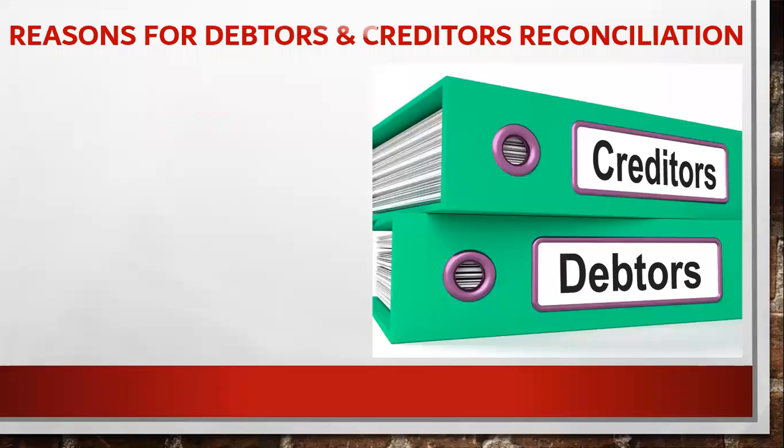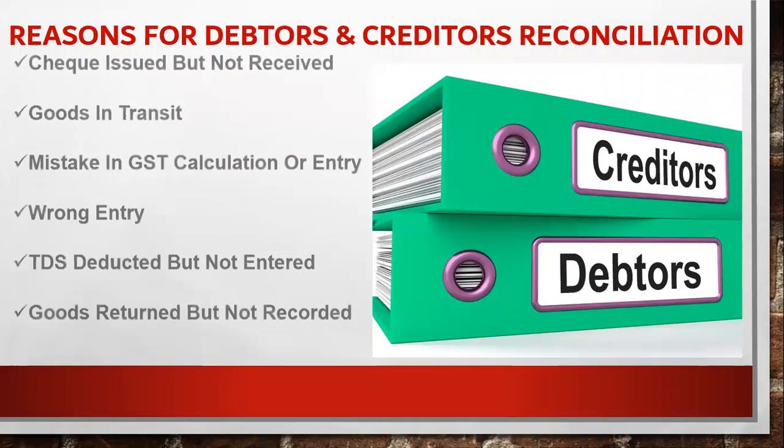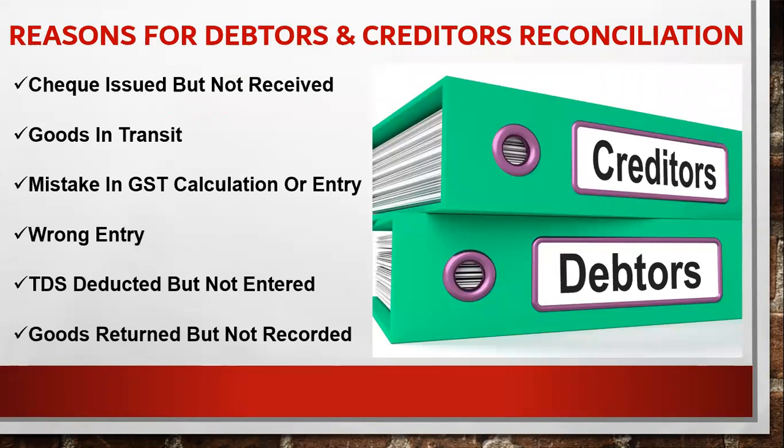These are the different reasons for debtor and creditor reconciliation. The same reasons apply for branch also, because sometimes the debtor issues a check but it is not received by the creditor. If it is not received by the creditor, they will not enter it in their book. So it's like that. You have studied.